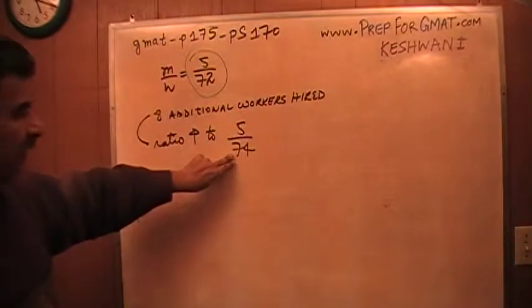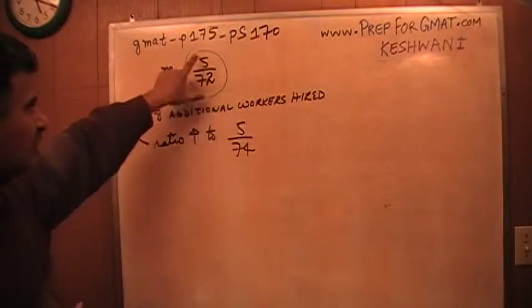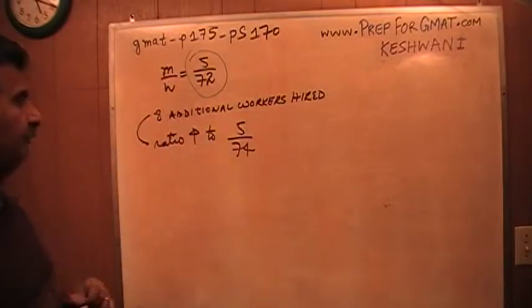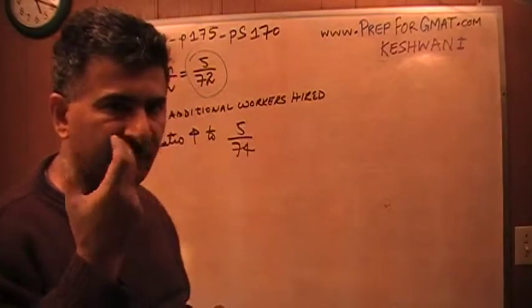Each of the groups, rather, not each of the managers, each of these groups has 2 more workers. Think of this as a cohort, as a unit. As I said, think of this as an assembly line.